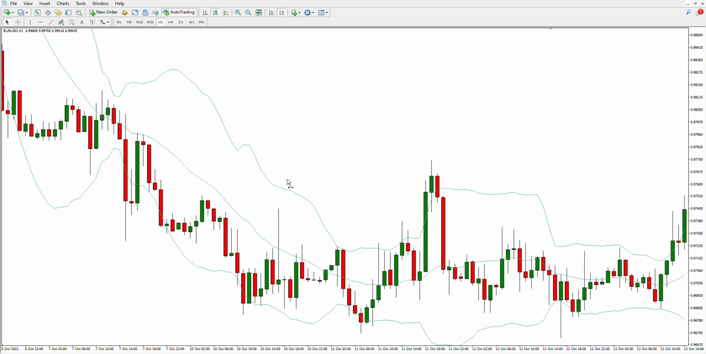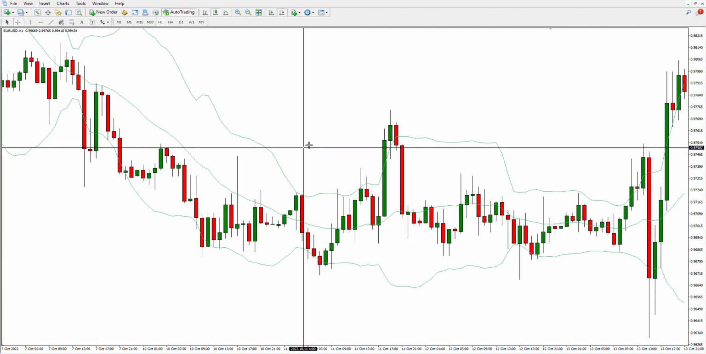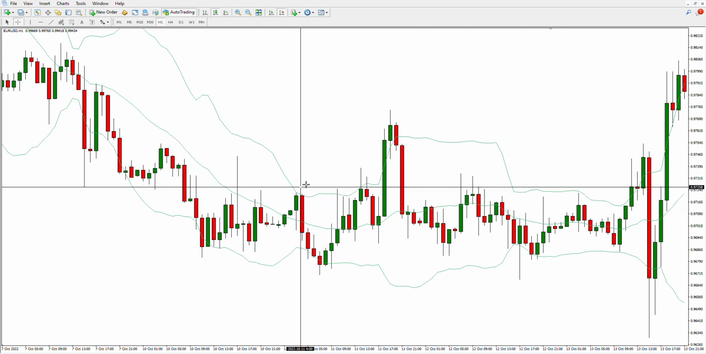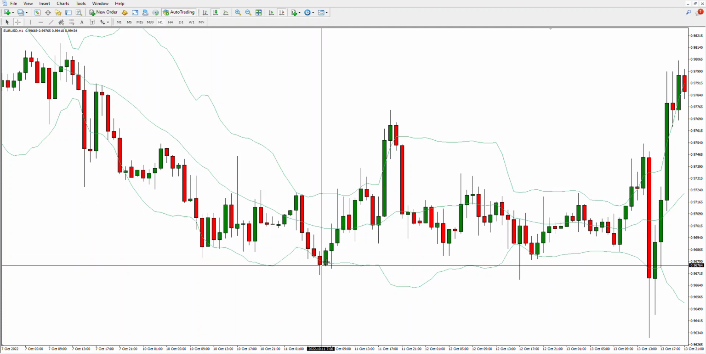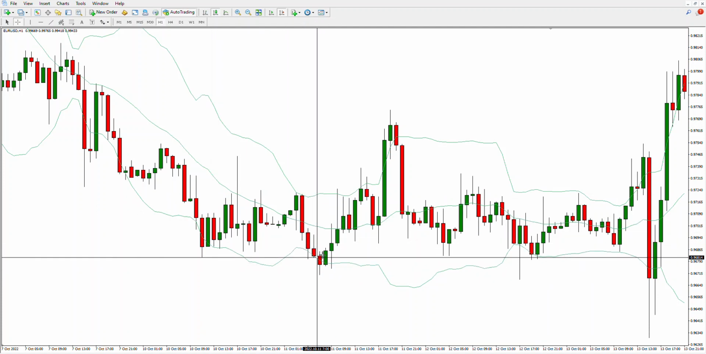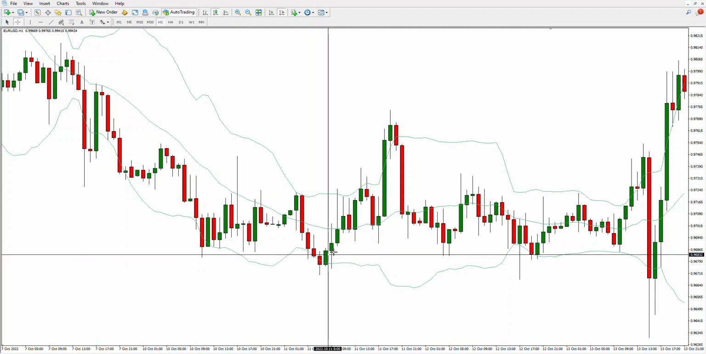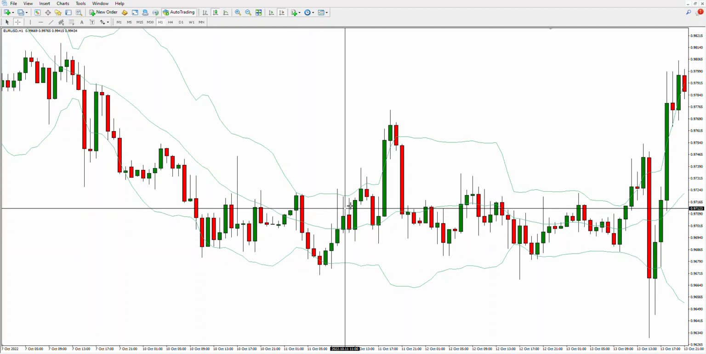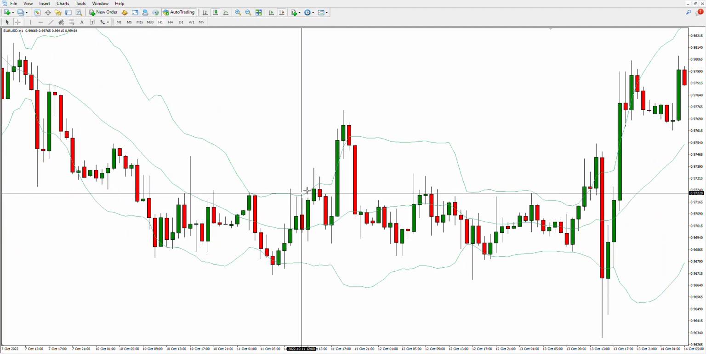If you were using this indicator for reversals, you would be looking for price to breach either the upper or the lower band. In the instance when price breaches the lower band, that would be considered a potential buy opportunity. If the price was to break through the upper band, that could be considered a potential sell opportunity.